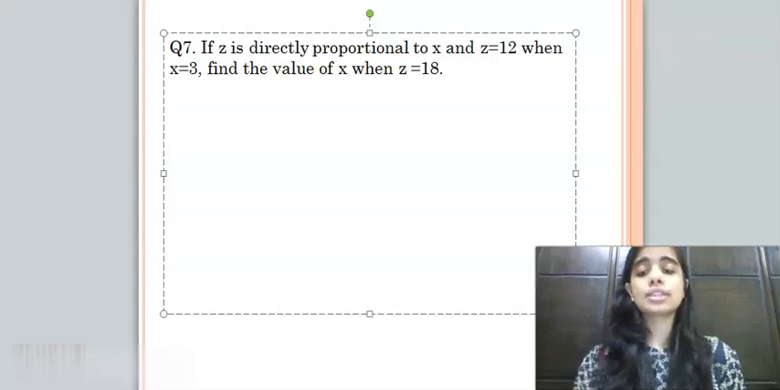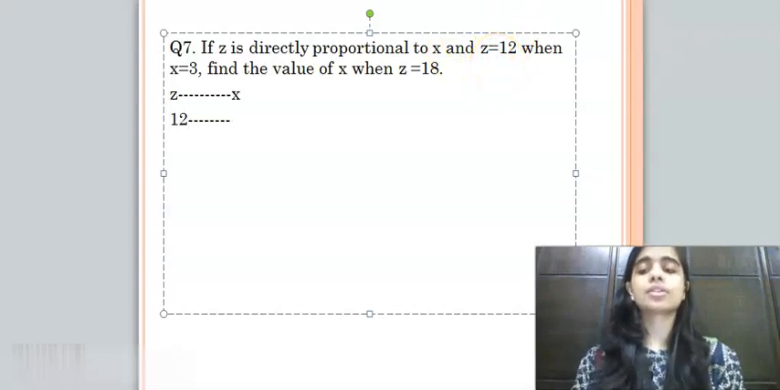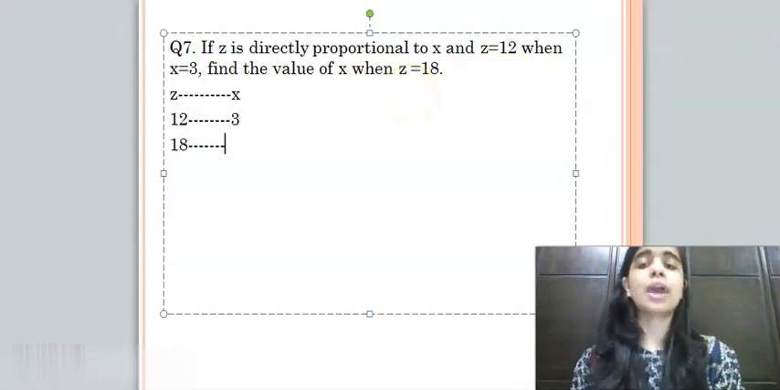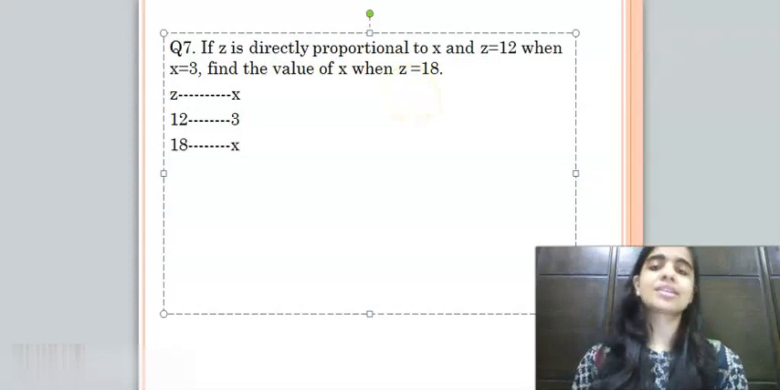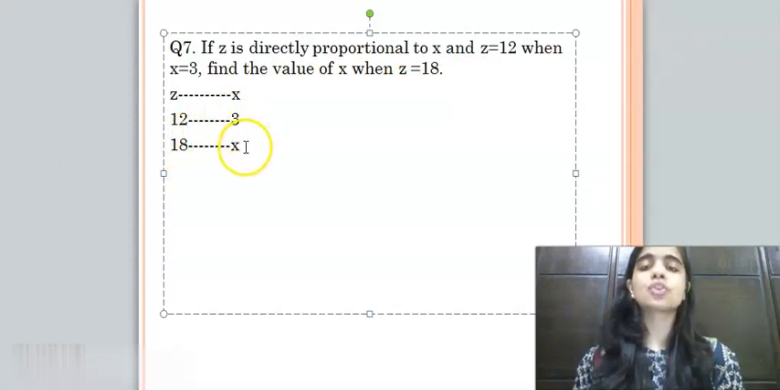Okay? So z is directly proportional to x. Now z is 12 when x is 3. Find the value of x when z is equal to 18. And we don't know x, let's keep this as x. And then we will cross multiply again. So 18 multiplied by 3 divided by 12. So what are we actually doing? 18 multiplied by 3 divided by 12. So if I do 3 divided by 12, I will get 1 upon 4.